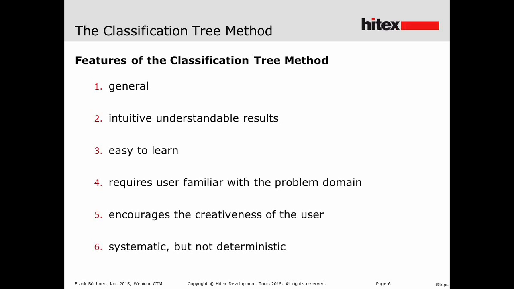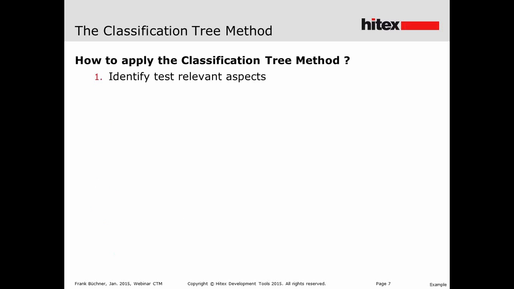Okay, next are the steps in which this method is applied. The first step here is called identify test relevant aspects. You could ask what the hell is a test relevant aspect, and I would like to say it in my words. A test relevant aspect is something you want to vary during the testing, and it's not always easy to find out what is a test relevant aspect and what not.